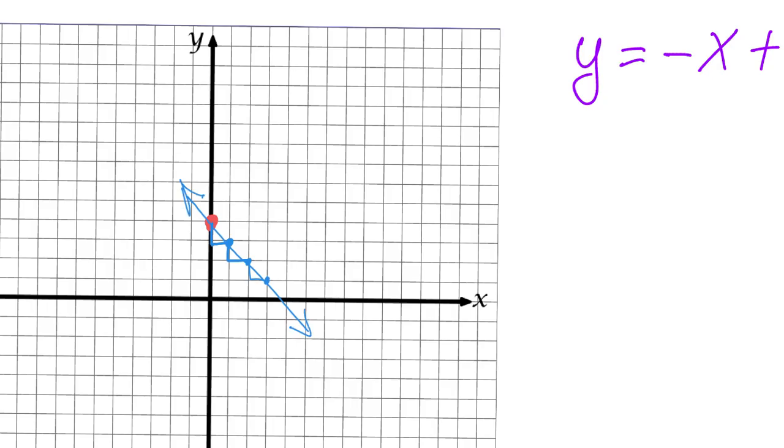So here it is. Wherever the slope is negative, we're going to go down to the right. Whenever the slope is positive, we're going to go up to the right. And that will help you get it right every single time.